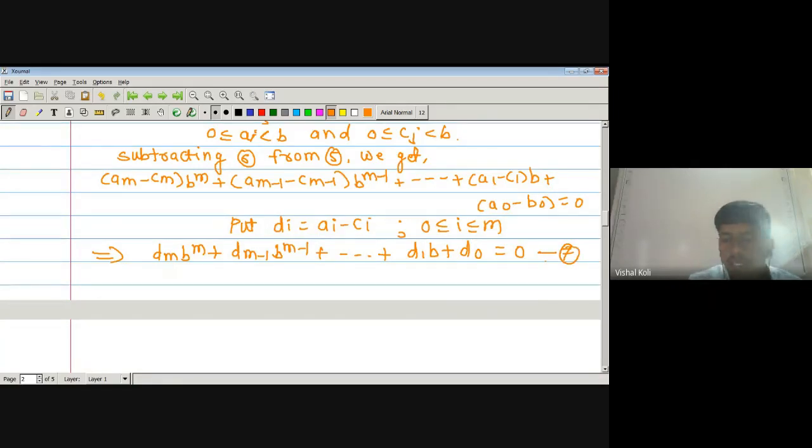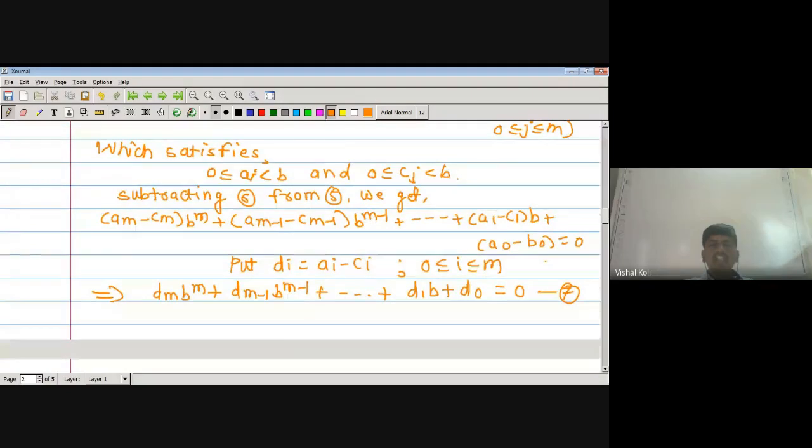Now here we have taken the representations for n to be different, therefore obviously we get ai is not equal to ci for some i. Since if ai is equal to ci for each i, then these two representations are not different.